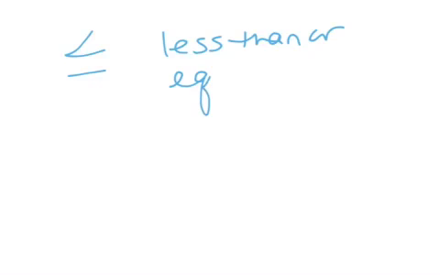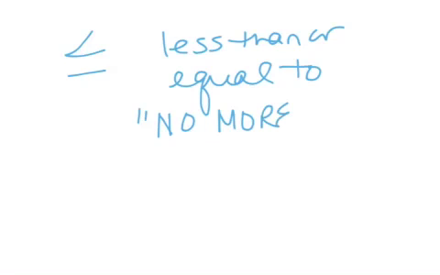The next symbol is less than or equal to. So I think you're getting the idea. So this is going to be less than or equal to. A key word that you will see in word problems is no more than. It is no more than. And of course, that includes numbers less than 3 and 3.